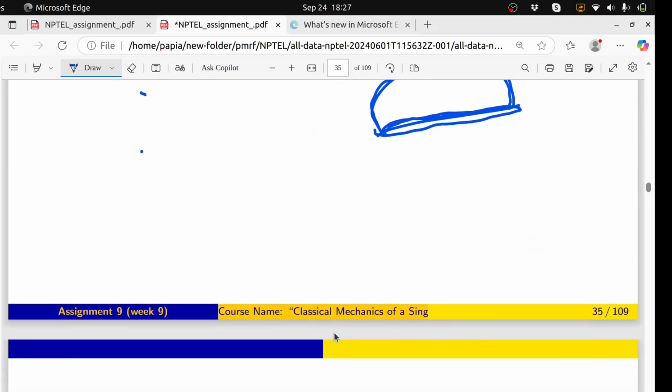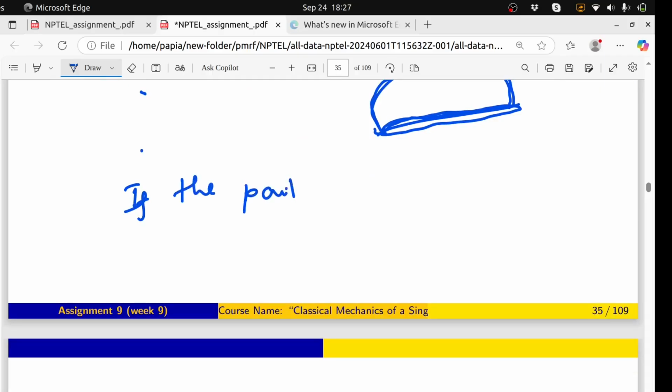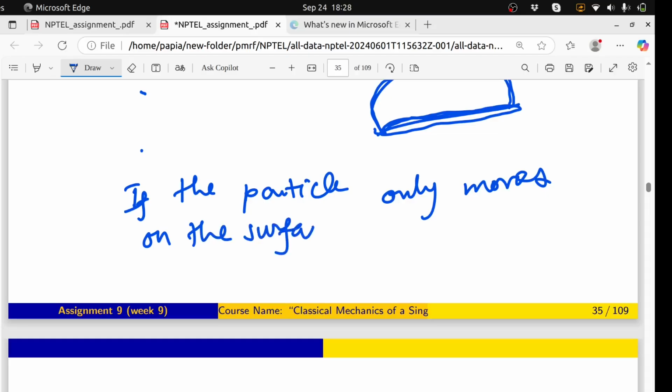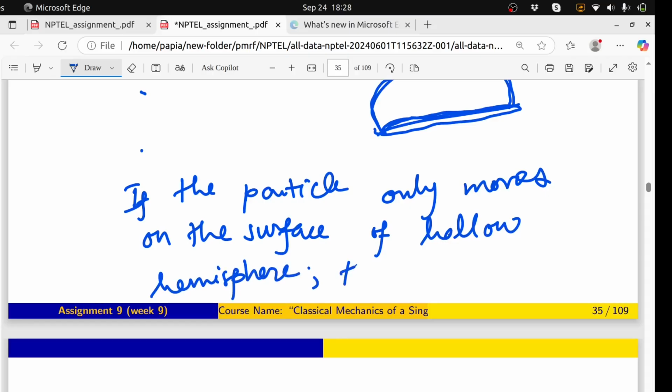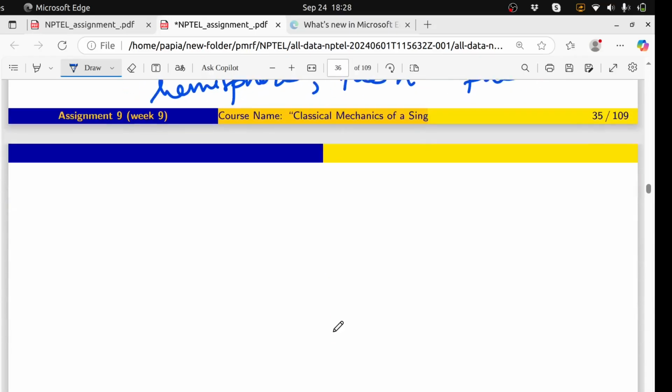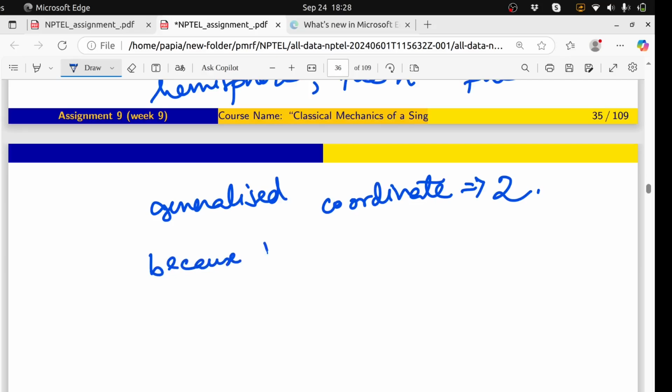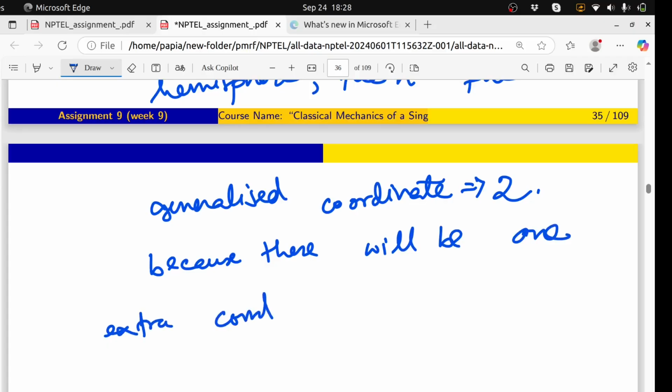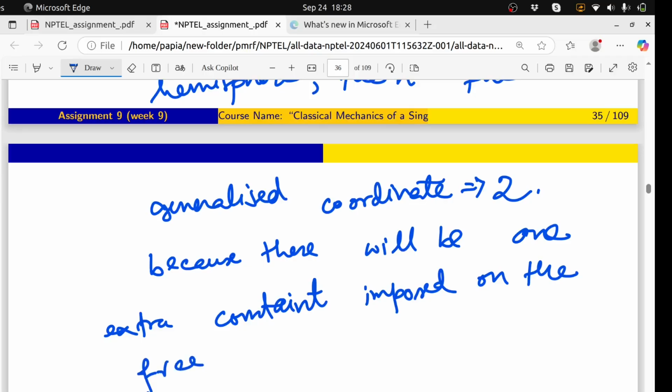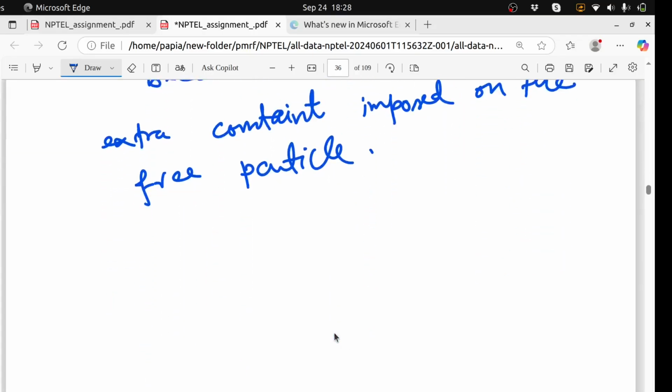So if the particle only moves on the surface of the hollow hemisphere, then the generalized coordinates will be 2, because there will be one extra constraint imposed on the free particle.